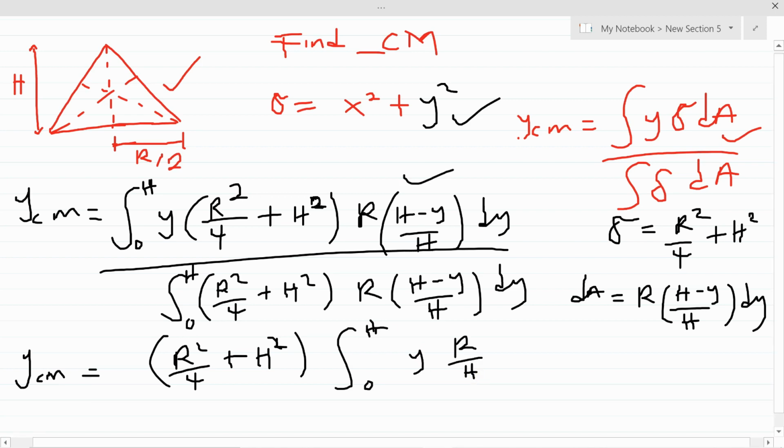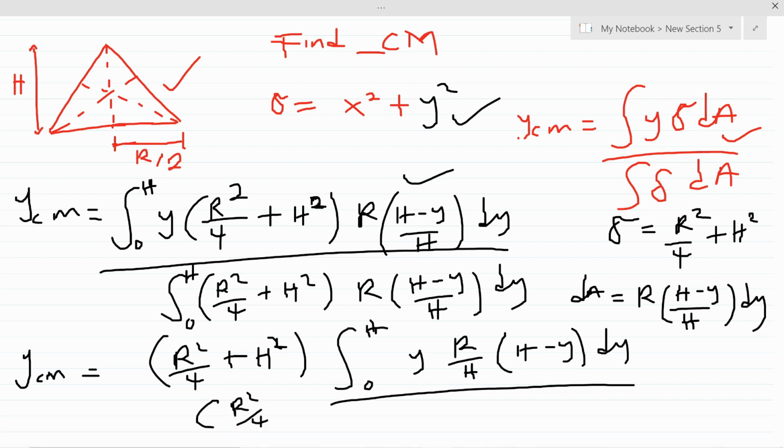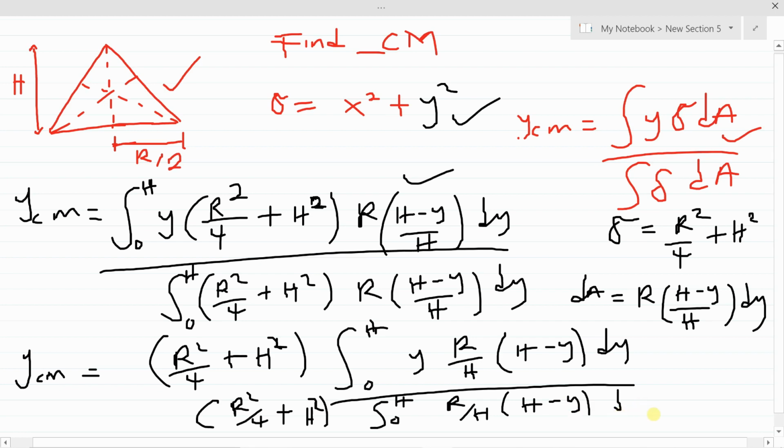On this side, this bracket, I'm factoring y over h out, then h minus y dy, over the same thing. r squared over 4 plus h squared will come out, then the integral from 0 to h of r over h times h minus y dy. Okay, so r squared over 4 plus h squared can cancel the one at the top, because they are dividing. Now I'll be left with what? Let's write everything at the right side.